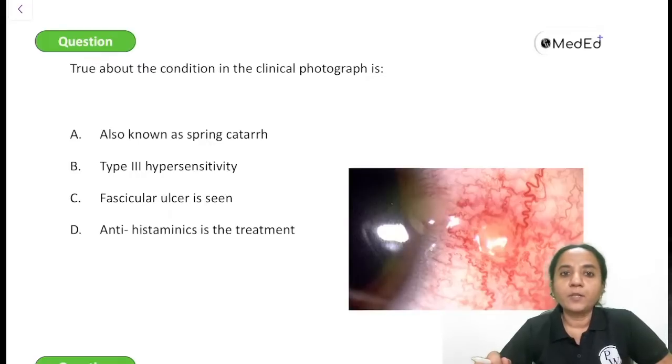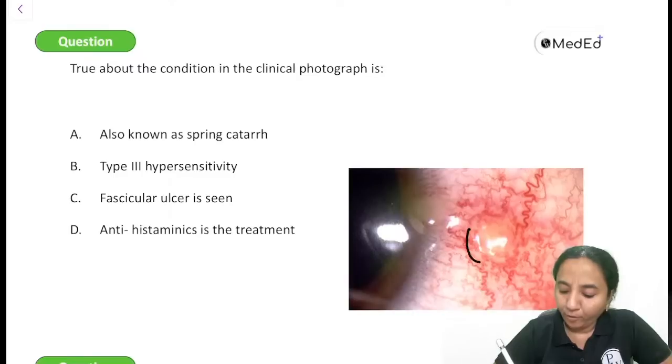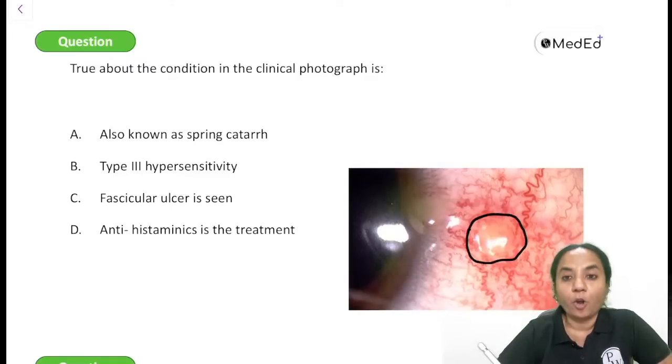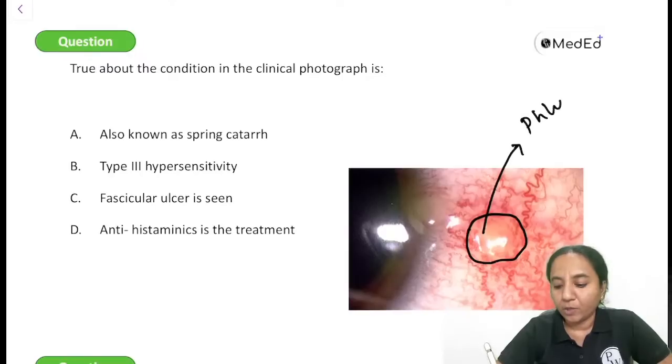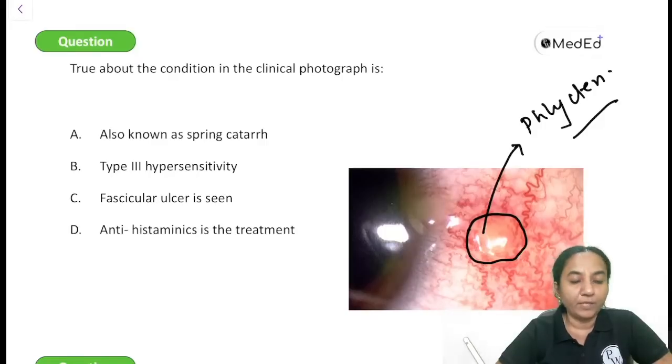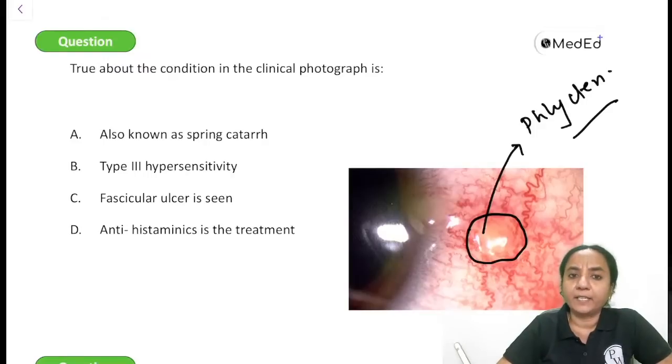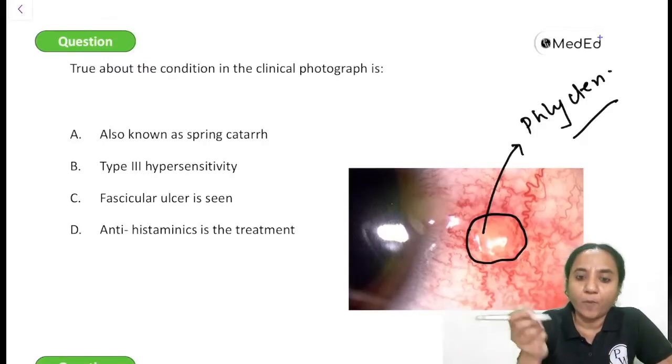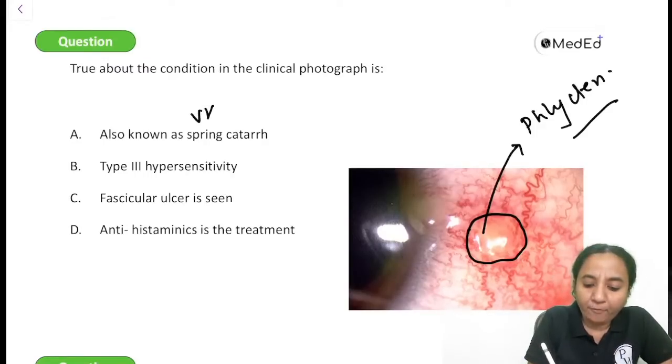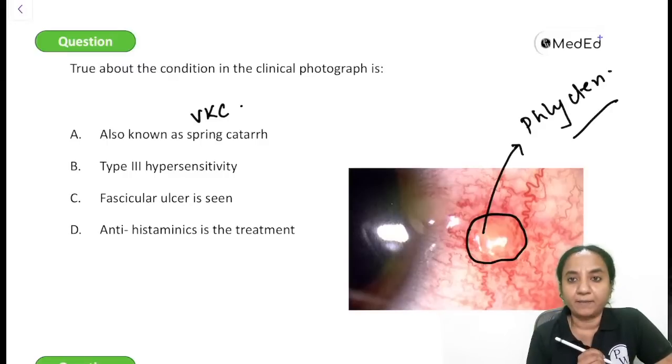So, what is true about the condition in this clinical photograph? So what is the condition in this clinical photograph? So look, we can see this kind of a nodule, a reddish nodule close to the limbus. This nodule is called a phlycten. So basically this is a picture of phlyctenular conjunctivitis. So we have to say what is true about this condition. Phlyctenular conjunctivitis is not known as spring catarrh. Why? Spring catarrh is the other name for vernal keratoconjunctivitis, right?